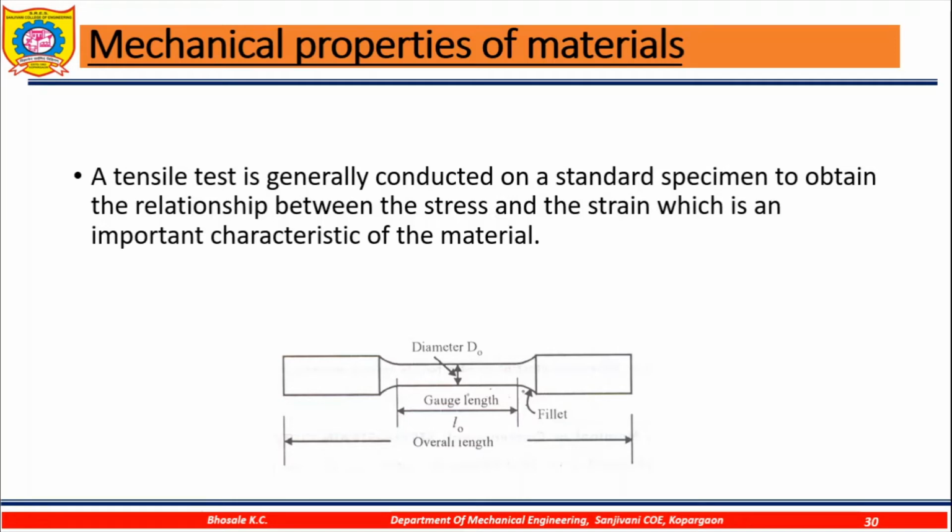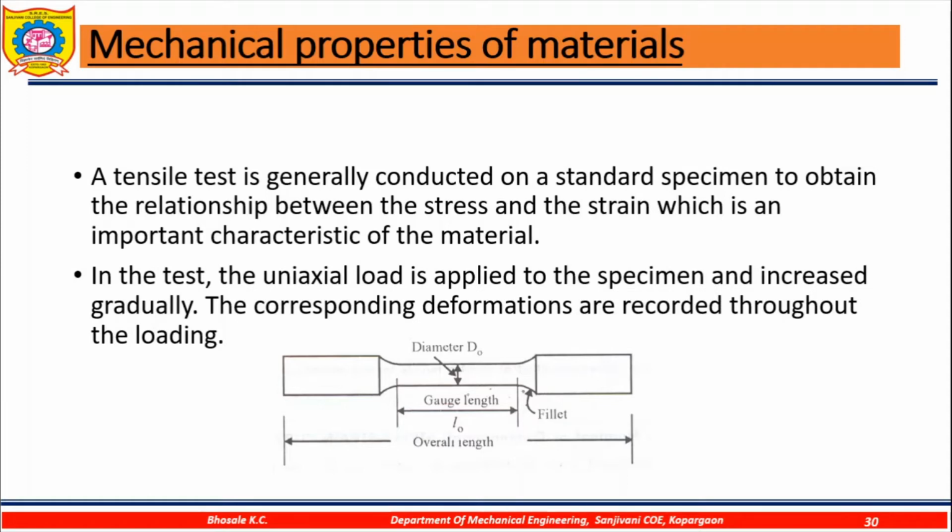A tensile test is generally conducted on a standard specimen to obtain the relationship between stress and strain, which is an important characteristic of the material. For conducting the tension test, we have to use a standard specimen, with a diameter of 12 millimeter and a length of 60 millimeter. So the L by D ratio will be 5 when we use the IS code, Indian Standard Codes.